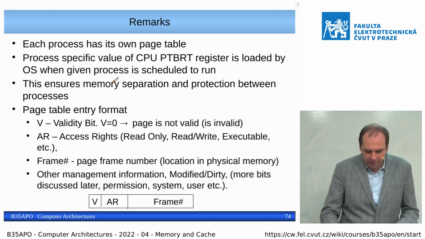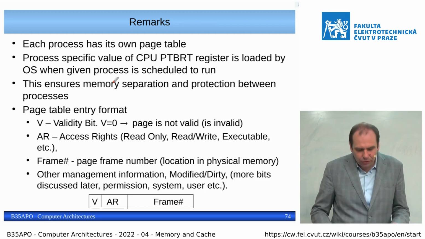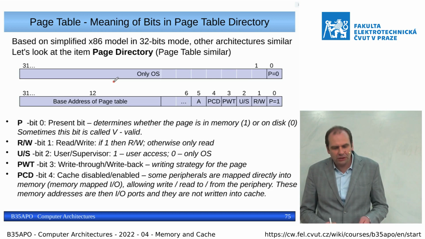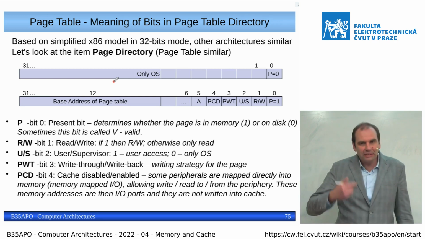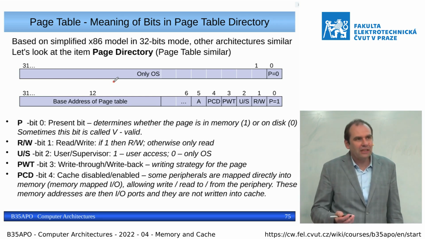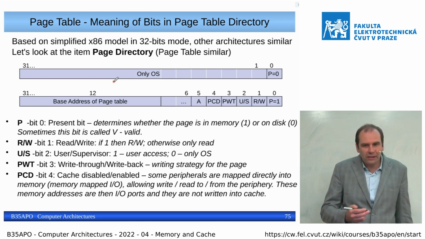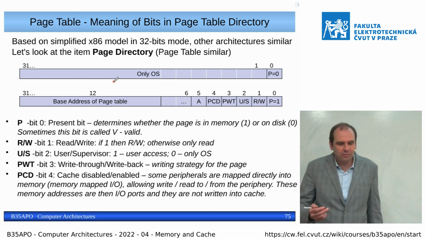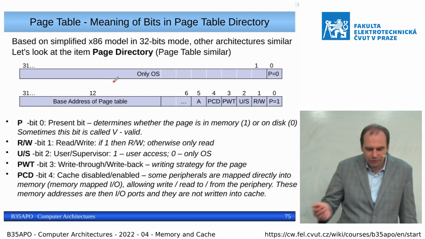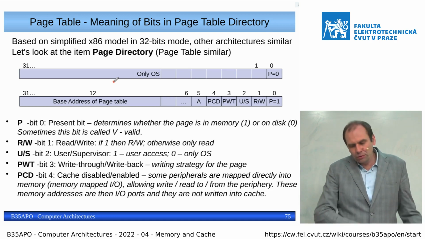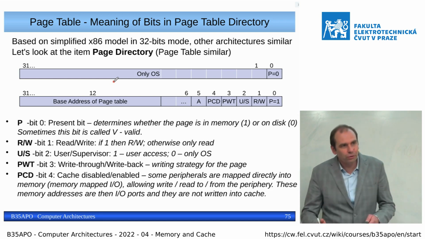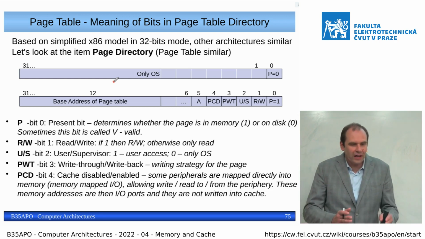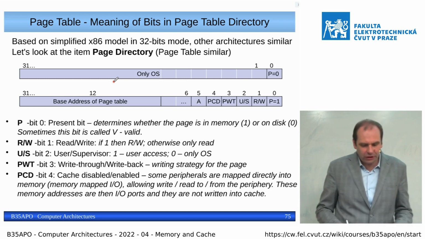Okay, there are some remarks. We usually need to keep the information if a given page has been accessed or not, because the operating system needs to check which pages are not used for a longer time and use a mechanism similar to least recently used for the cache, to kick out, to swap out those pages which are not used, because you need to find space for new pages which are in use.